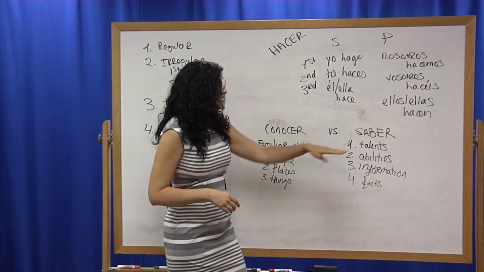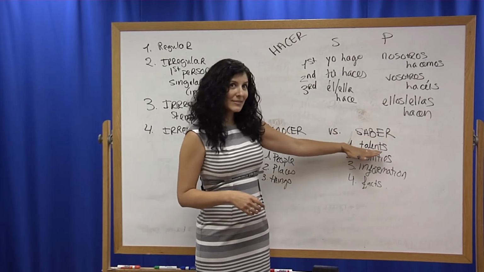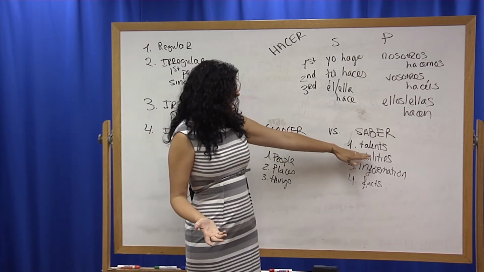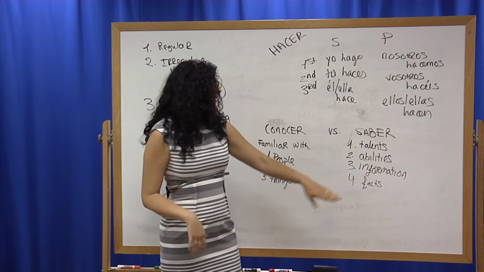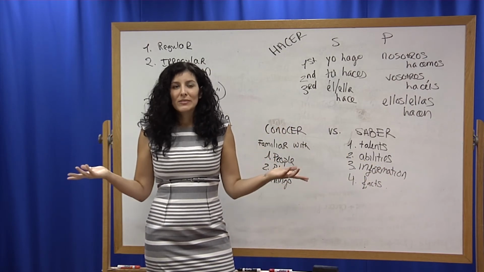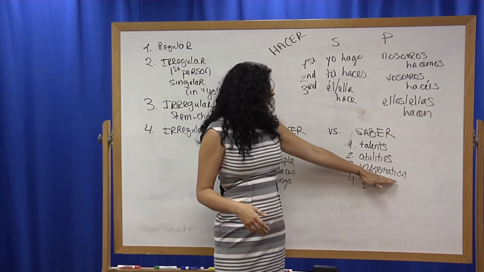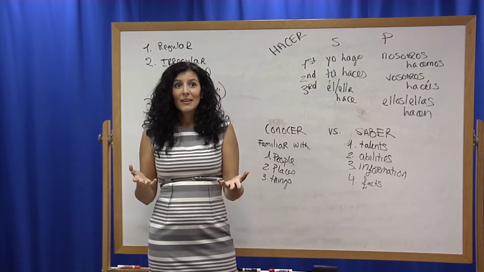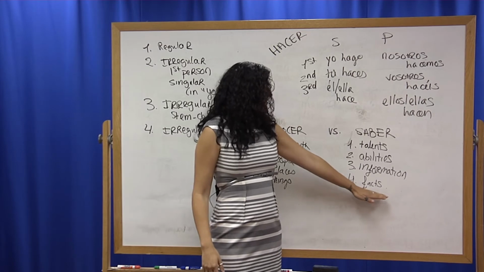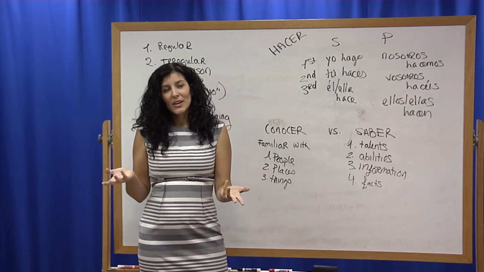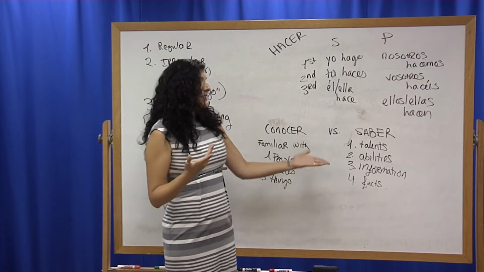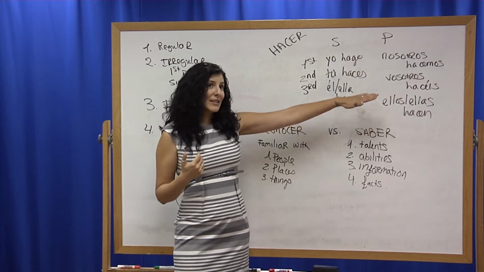Situations in which I would use saber are for talents, like if I have an amazing voice, which I choose to share with the world, something like that. I know how to sing. Abilities, something that you learn: I am bilingual, or I know several languages. Information, like textbook information, or how to get to the library. Those are informational things. And facts, that is to say things that cannot be altered. So in 1492 Christopher Columbus came to the United States. Those kinds of things would be used in the context of saber.